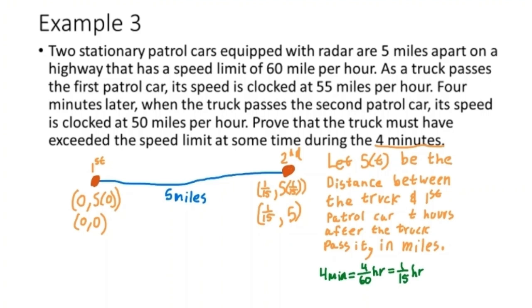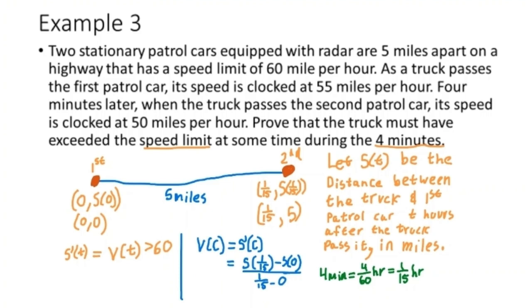The question is asking us if our truck exceeded the speed limit. Since speed is part of velocity, we want to see if our velocity is greater than our speed limit. Recall, velocity is the derivative of position, and we always assume that position functions are continuous and differentiable. This gives me what I need to try to use the mean value theorem.